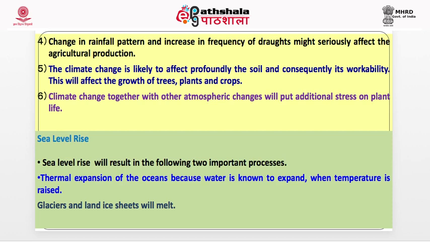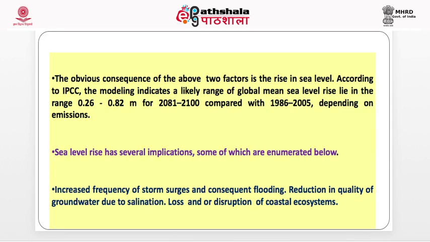Another thing, sea level rise. Sea level rise will result from the following two important processes. Remember, the sea is full of water, and with increase in temperature, all liquids expand, the water will also expand, it will occupy more volume, so it will rise. Glaciers and land ice sheets will melt, and when they melt, there will be more water in the rivers and there will be flood. The obvious consequence of these two factors is the rise in sea level.